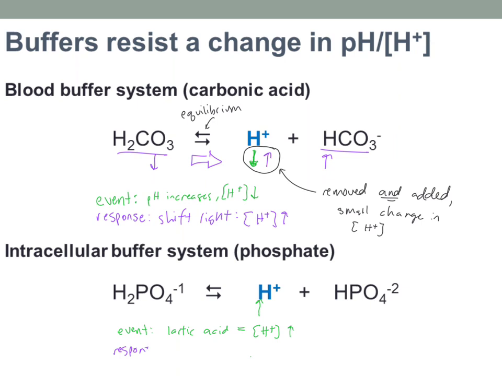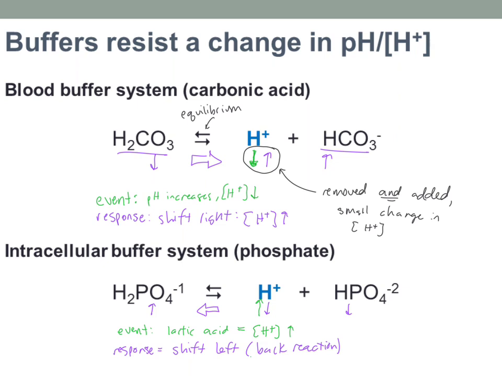What's going to be the response according to Le Chatelier's principle? Well, now I have too much of the products, so I'm going to have to shift left to fix that problem. So we're going to shift left, or in other words, we're doing the back reaction. If you shift left, that means I'm going to make more of this H2PO4 minus, but that uses up H plus and that uses up the HPO4 minus too, if I'm doing the back reaction.